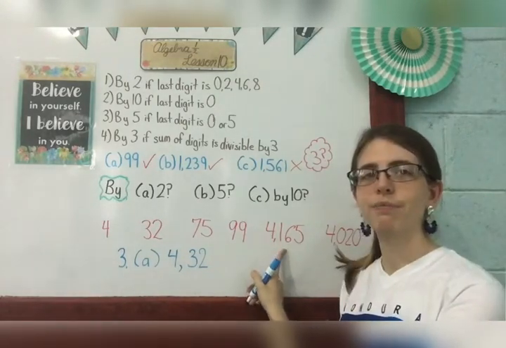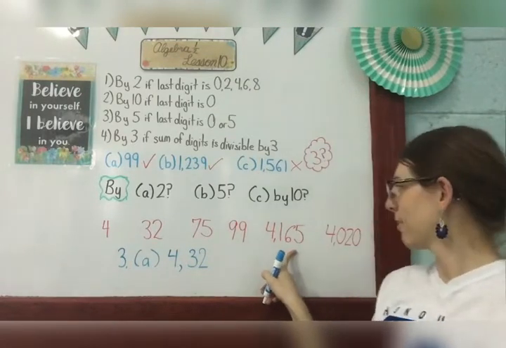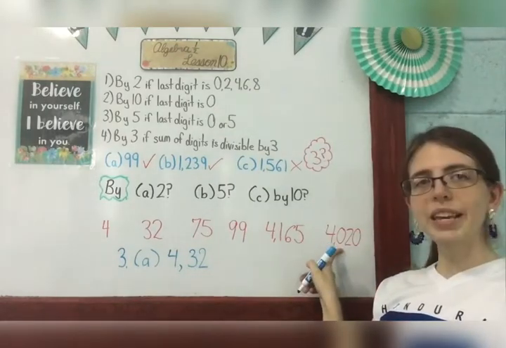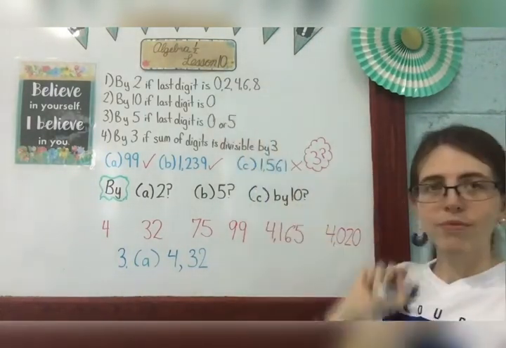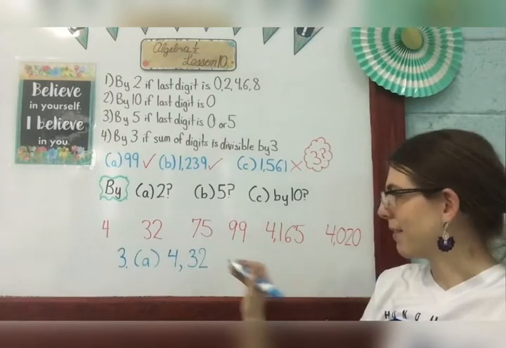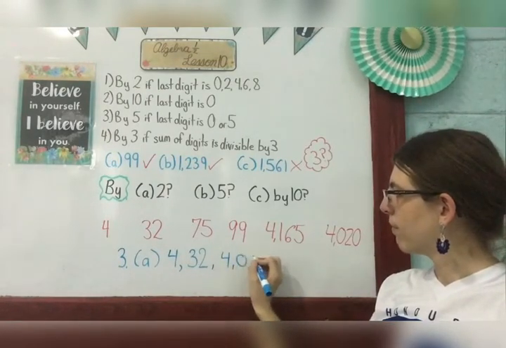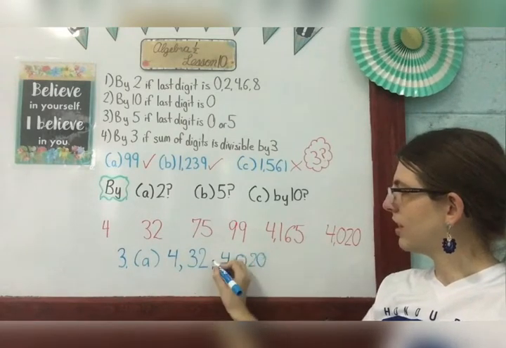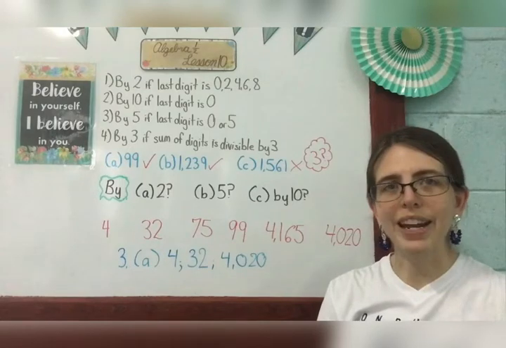4,165. Ends in 5, which is not even, so nope, not this one either. 4,020. Ends in a 0. That's an even number, so yes. 4,020. I'm going to change these to semicolons because this number has a comma. Okay, so that's how you would write it, okay?